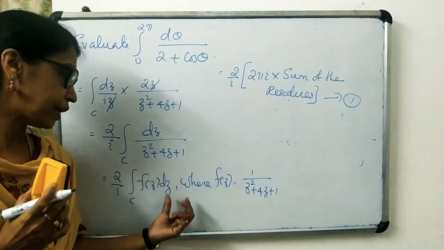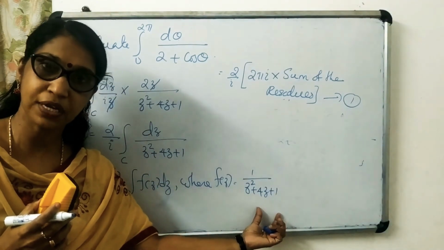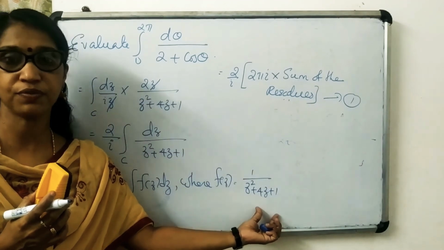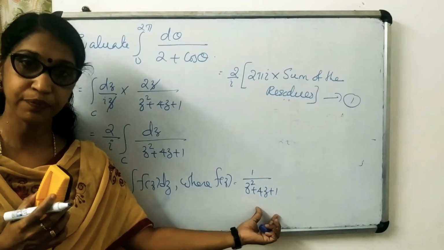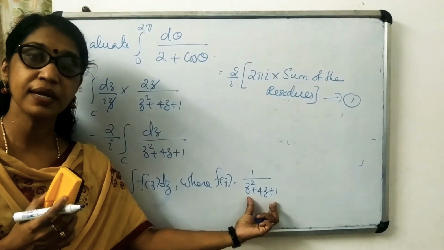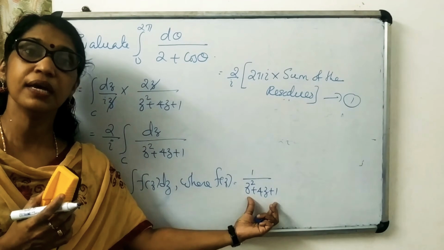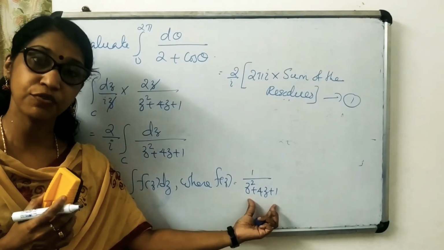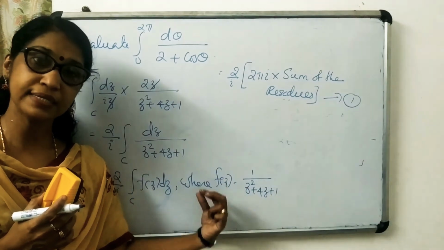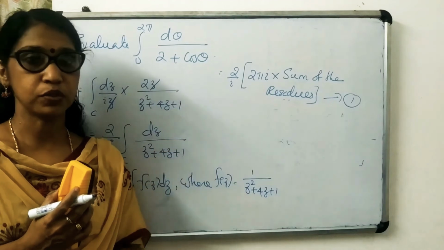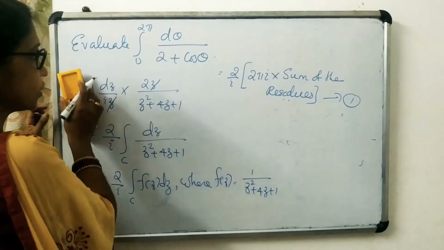Now we have to find out the poles of this function. How do we find out the sum of the residues? First we have to find out the residues. For that we have to find out the poles. So for poles we put the denominator as 0 and find out the values of z, that is the roots of z. We get the poles, and we have to find out how many poles are inside our circle and find out the residues of those poles. Okay, let's do.